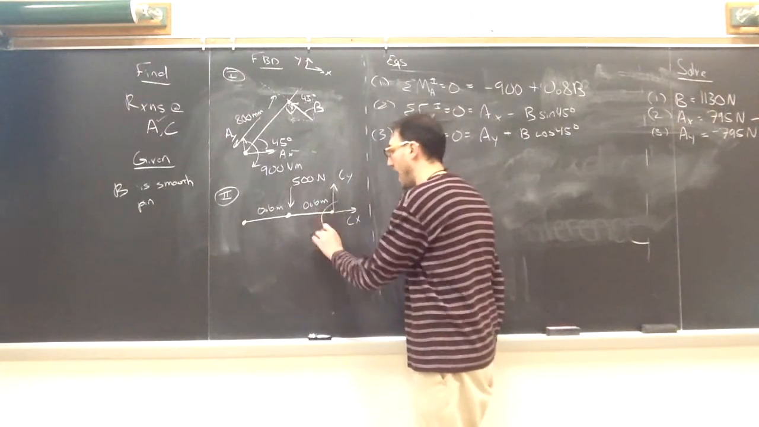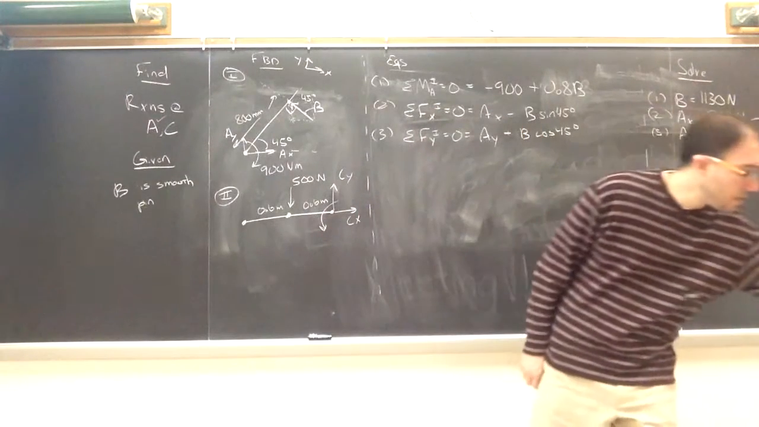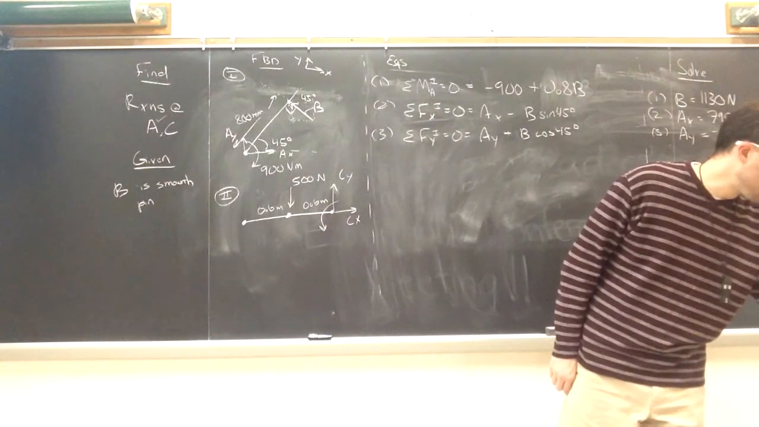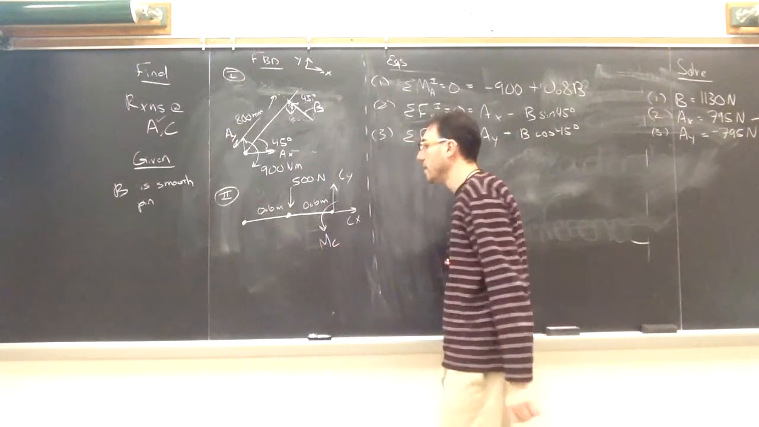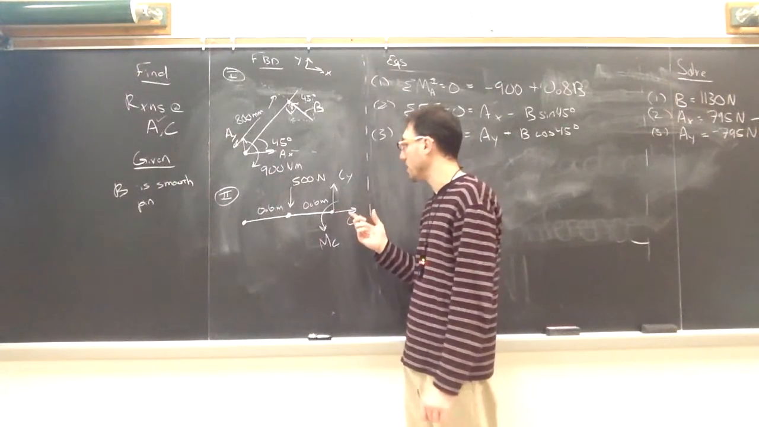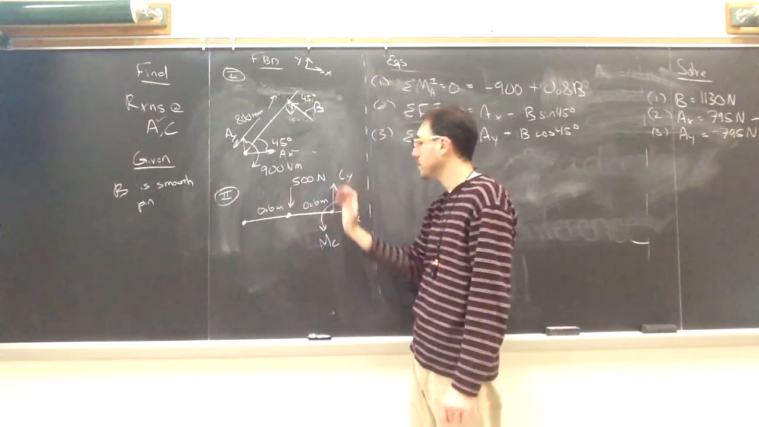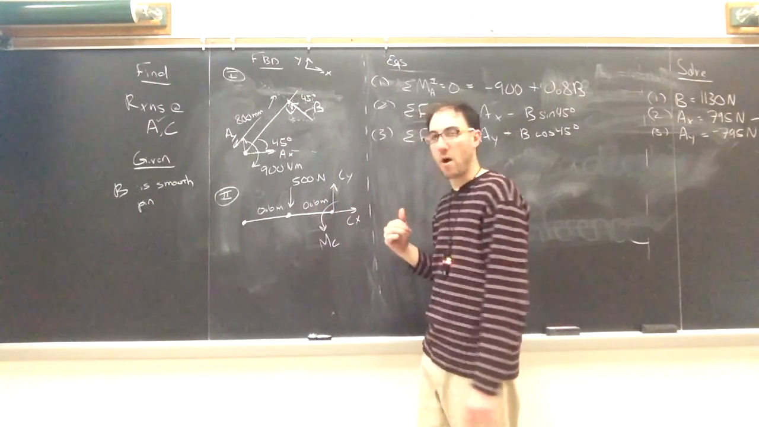So there's also that couple that the wall imparts on this member. And in my notes, I called that MC. Once again, arbitrarily, I'm just going to assume Cx and Cy are along the positive axes. And I'll assume that MC is counterclockwise, and it's okay if I'm wrong.